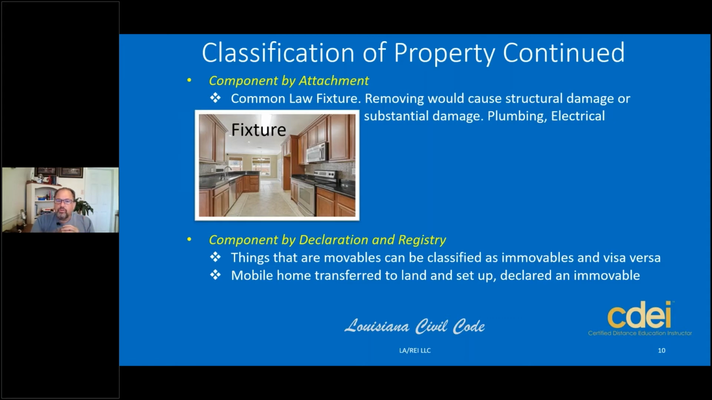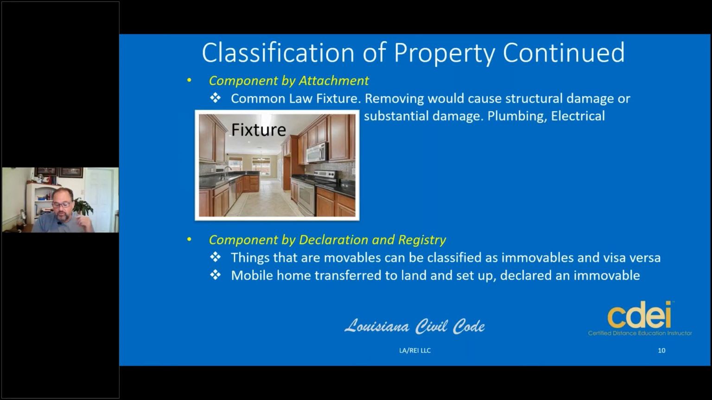But what happens is when you bring it and have it delivered and they set it up, you can declare that from a movable to an immovable. Okay, so it's going to become, when you register it in the courthouse, and the other term when we're looking at when it specifically talks about mobile homes is called immobilization. Immobilization is when you take mobile homes as movable, you put them on the land, you anchor it in, you plumb it in with water and sewer, you put electrical to it, and it's like building a home except you're just setting it up. And so you're taking a movable and you're making it into an immovable. It's called immobilization, but it's also a good example of component by declaration registry.